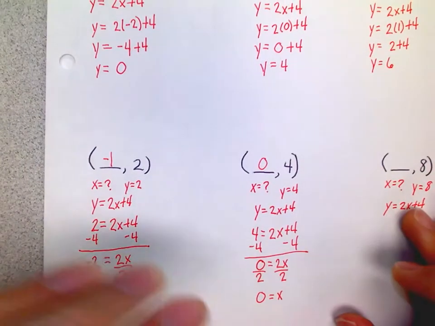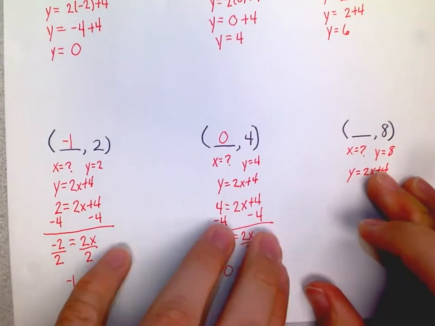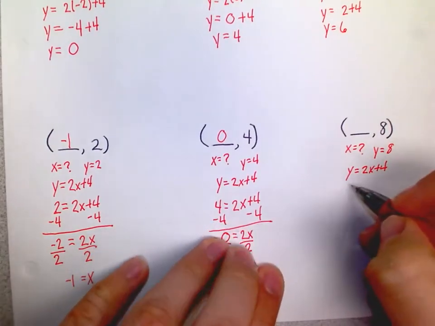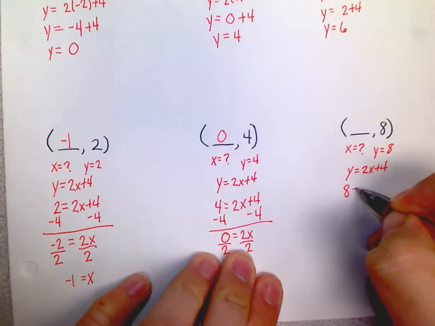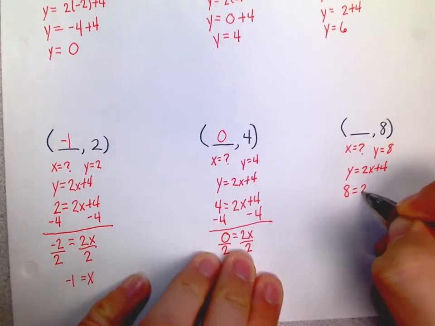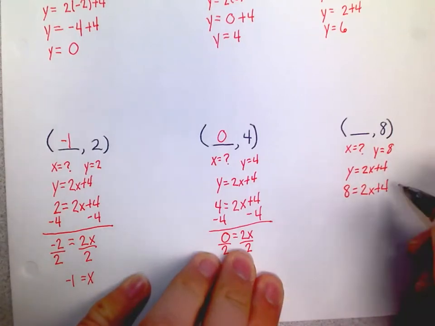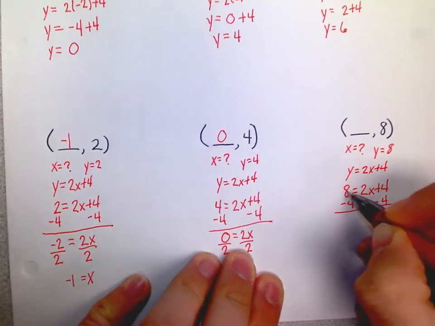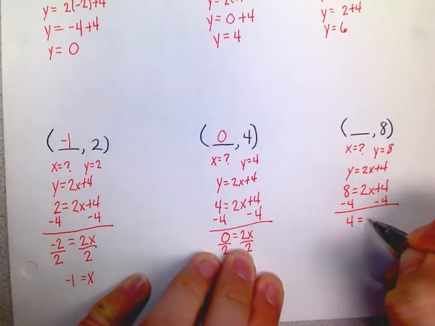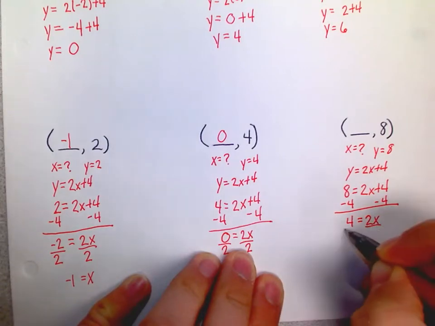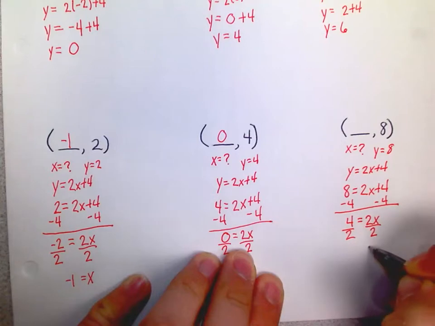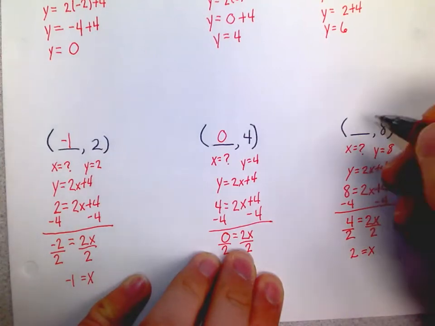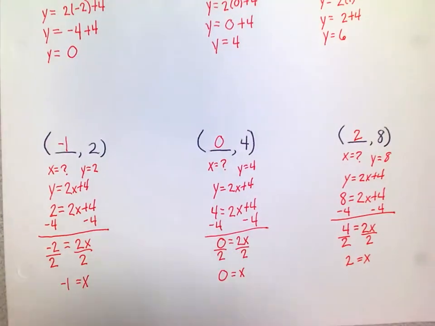And then finally, we have the problem where we know that y is equal to 8. So let's plug in 8 in for y into the original equation. So 8 equals 2x plus 4. Subtracting 4 on both sides to get it by itself. 8 minus 4 is 4, equals 2x. Getting that x by itself, we divide by 2 on both sides. So x equals 4 divided by 2, or just 2. So we plug 2 into the blank.